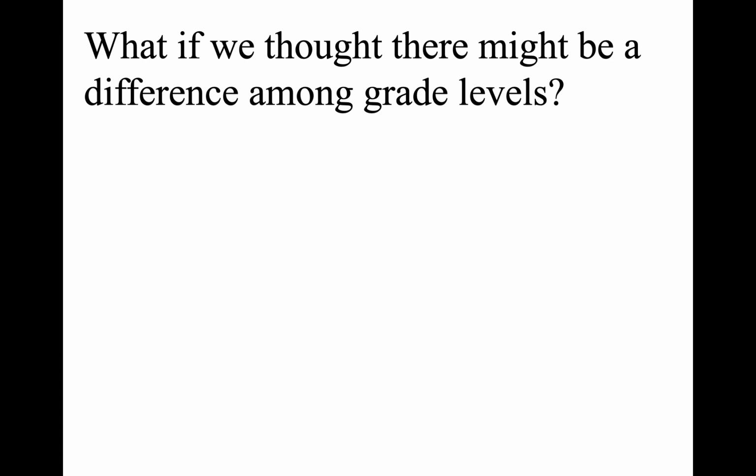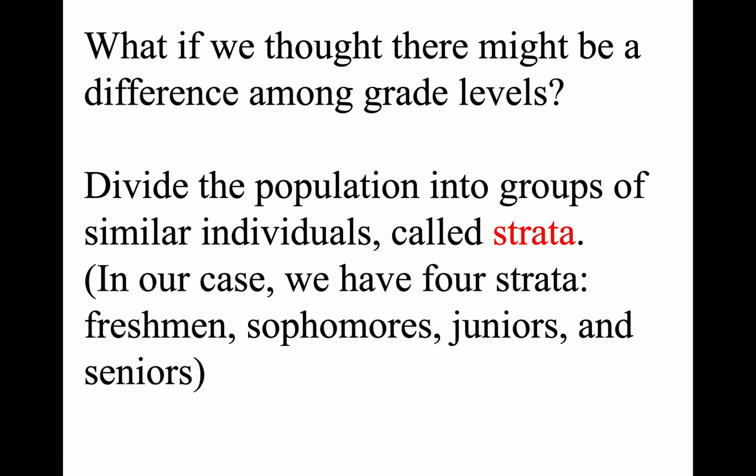So what if we thought there might be a difference among grade levels? Okay, well that kind of makes sense. We could divide the population into groups of similar individuals, and we call that strata. In our case, we have 4 strata: freshmen, sophomores, juniors, and seniors. And so if you think about this idea with the immigration laws, a lot of times freshmen and sophomores might not be very politically aware. They might not be very globally aware, whereas when you're a junior and you're starting to take government classes, and as a senior, you start to think a little bit more, and you're starting to vote, you think more about those things. So that's why it might make a difference among grade levels.